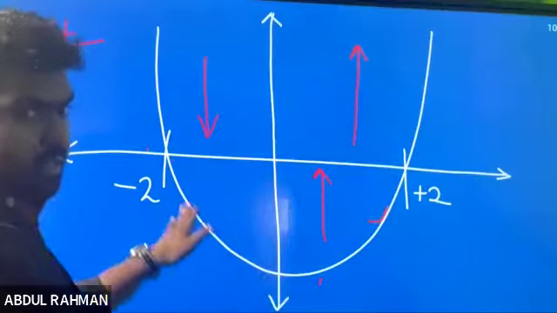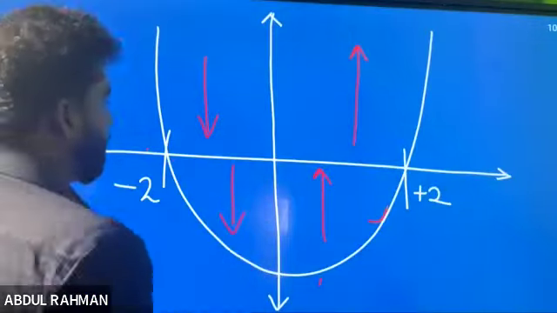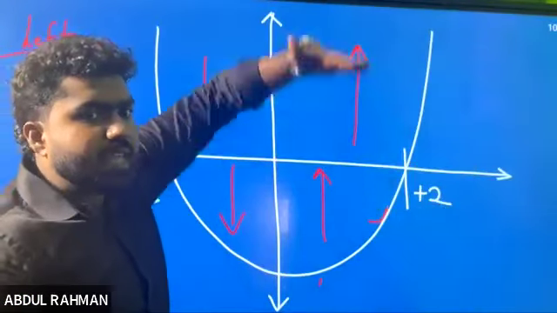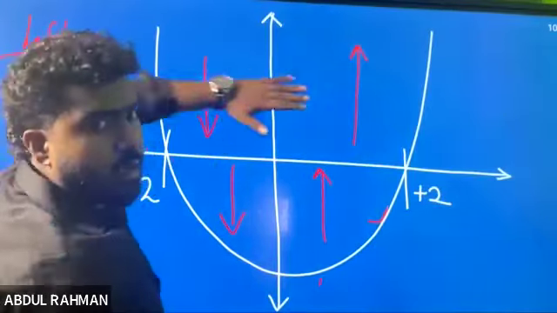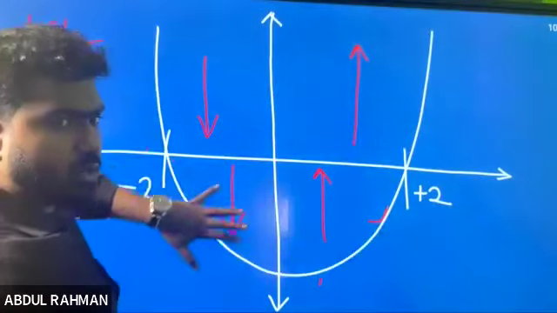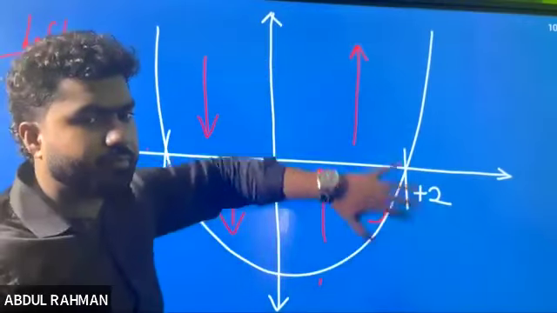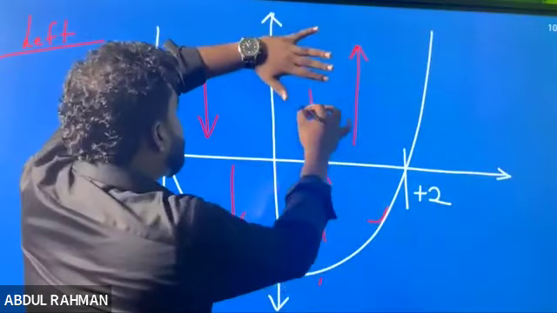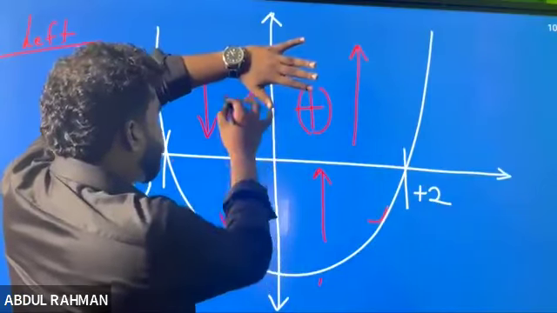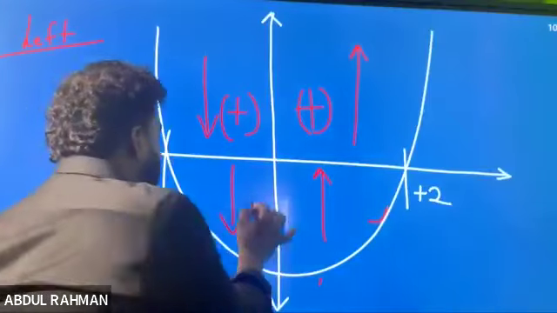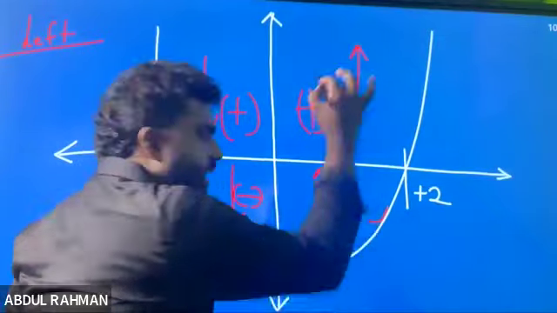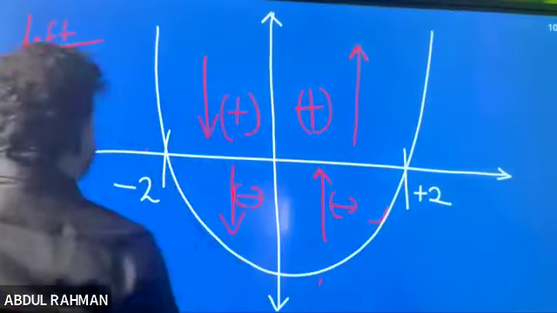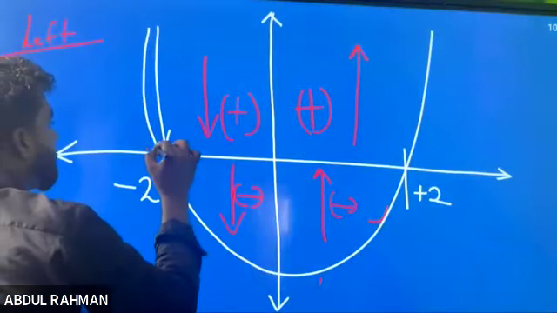Decreasing, yes, I have marked. From here to here, increasing. Above the x-axis, I have two regions. Below the x-axis, I have two regions. Altogether, how many regions do I have? Four regions I have. Above the x-axis, both the regions are positive and positive. Below the x-axis, both the regions are negative and negative. Now I'm gonna define this region for you.